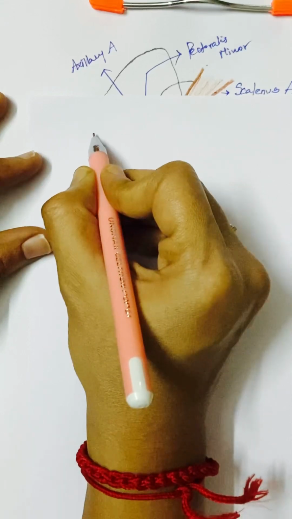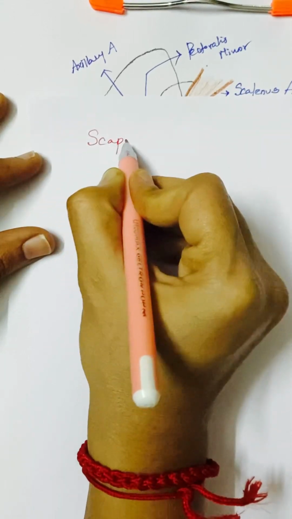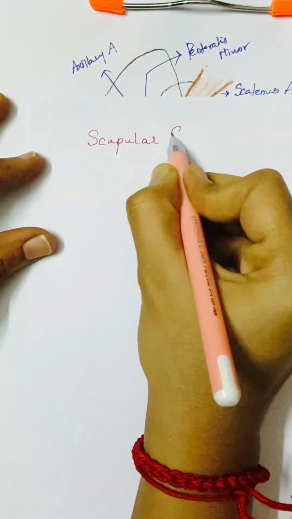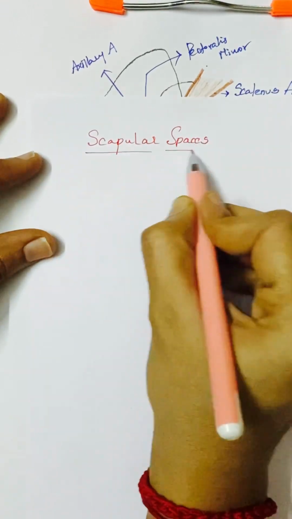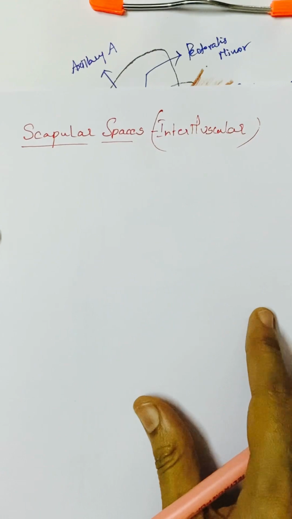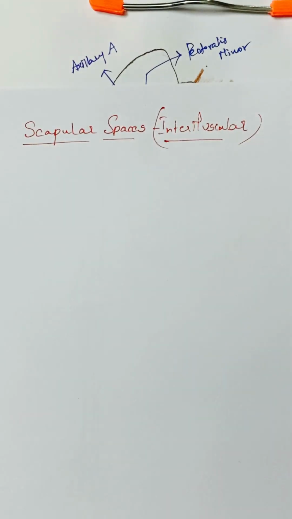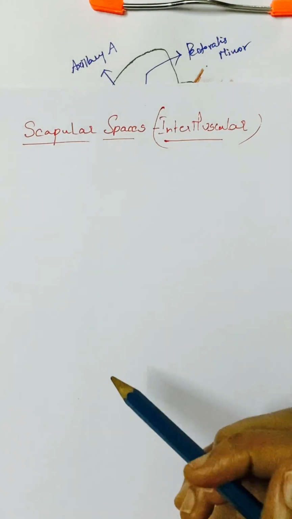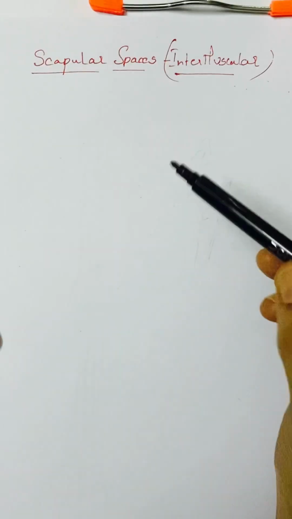And the next important topic is spaces on the back of the shoulder, called scapular spaces or scapular intermuscular spaces. These spaces are formed by two vertical and two horizontal structures mainly. So let's draw the scapula and humerus for understanding.